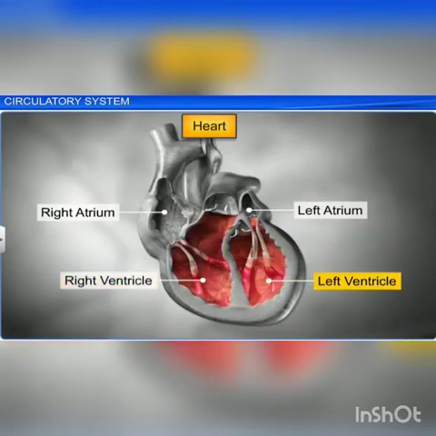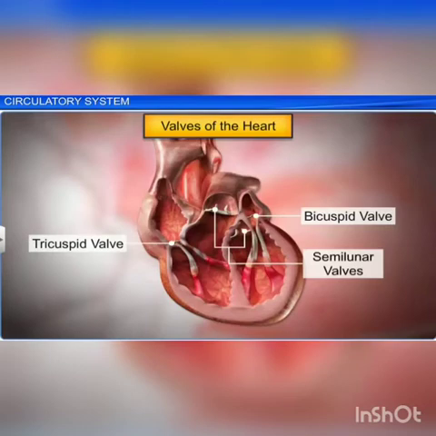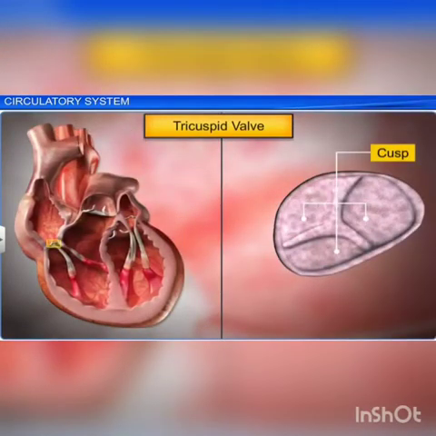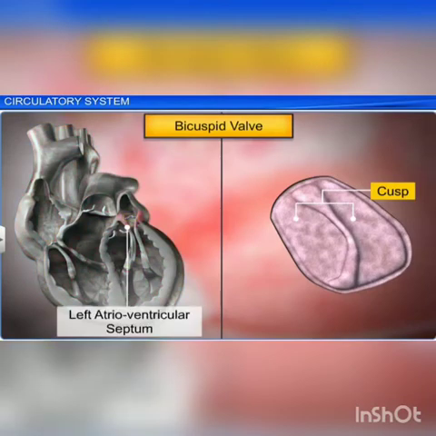The separation of chambers avoids mixing of oxygenated and deoxygenated blood. The auricle communicates with the ventricle through an opening called auriculoventricular aperture, which is guarded by the auriculoventricular valve. The opening between the right atrium and the right ventricle is guarded by a tricuspid valve. So it has 3 flaps or cups, whereas a bicuspid valve has 2 flaps or 2 cups. It is also called mitral valve, which guards the opening between left atrium and the left ventricle.